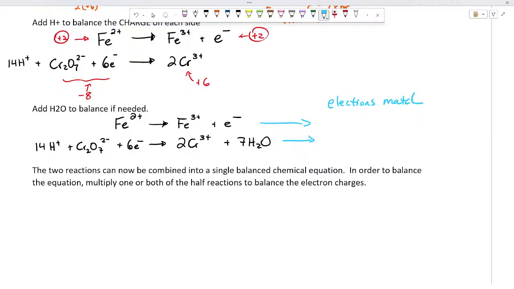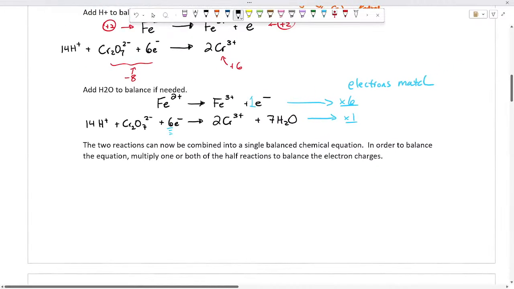Where will they match? This has 1 electron. This has 6 electrons. So where do you match those up? What's the common multiple there? 6. So what do we have to multiply the top reaction by? And the bottom reaction? Just leave it alone. Multiply it by 1. So then when you go to put them together, just do that.